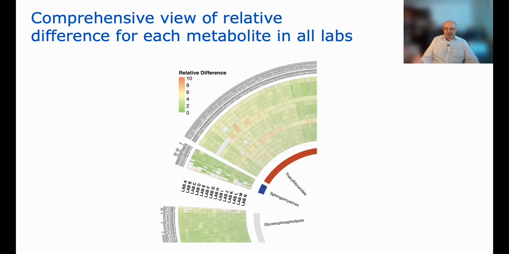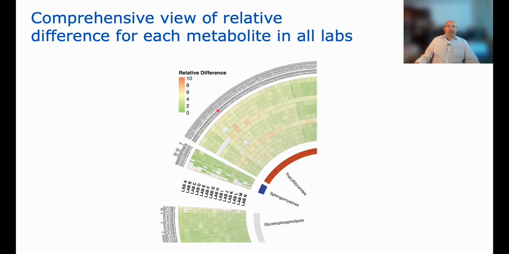Now, I would like to show you as well another overview, which is showing relative difference for each metabolite in all laboratories at the same time. So this is only a part of the picture which will follow. The relative difference between the laboratories is color coded. So red is the biggest difference, 0 is actually missingness. Green is the lowest difference.